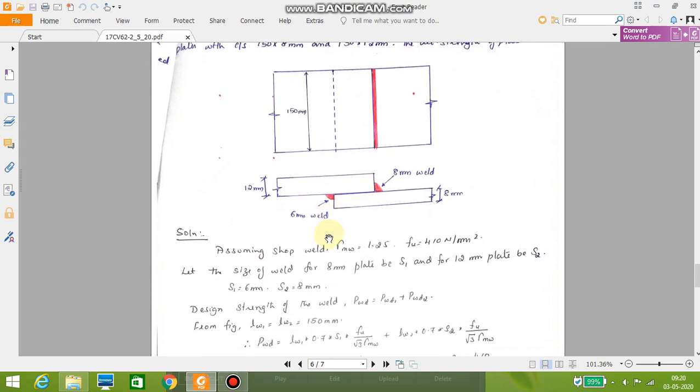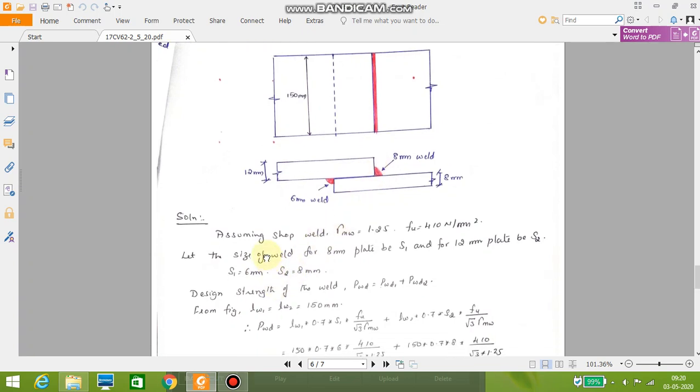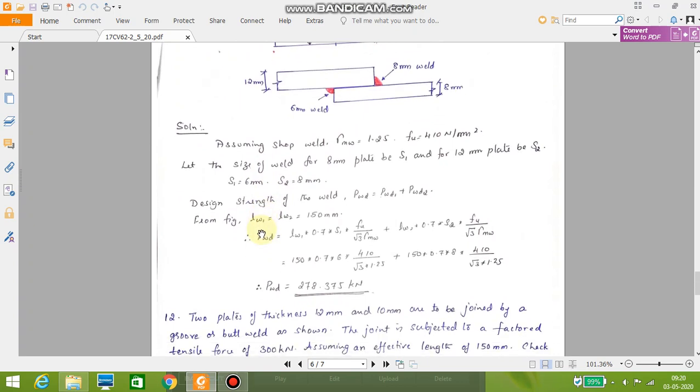So now let us assume the shop weld, gamma mw equal to 1.25, as the factor of safety. Let the size of the weld for the 8 mm plate be 6 mm and the size of weld for the 12 mm plate be 8 mm. Let us call them S1 and S2. Now we have to calculate the design strength of the weld. That is given by PWD equal to PWD1 plus PWD2.